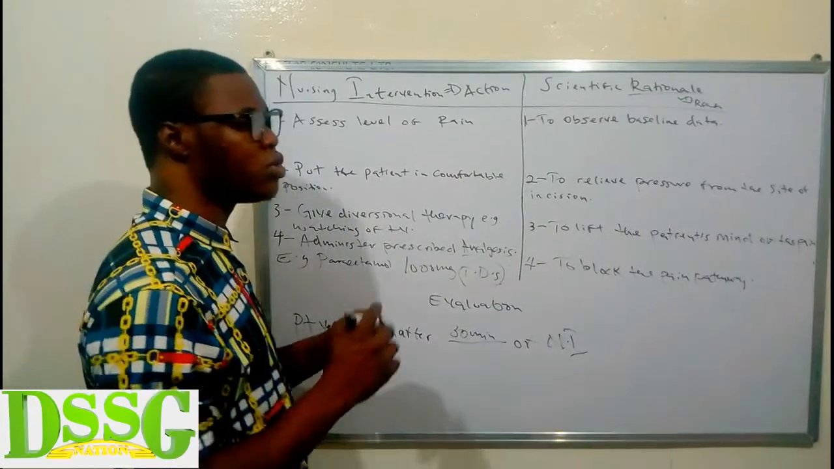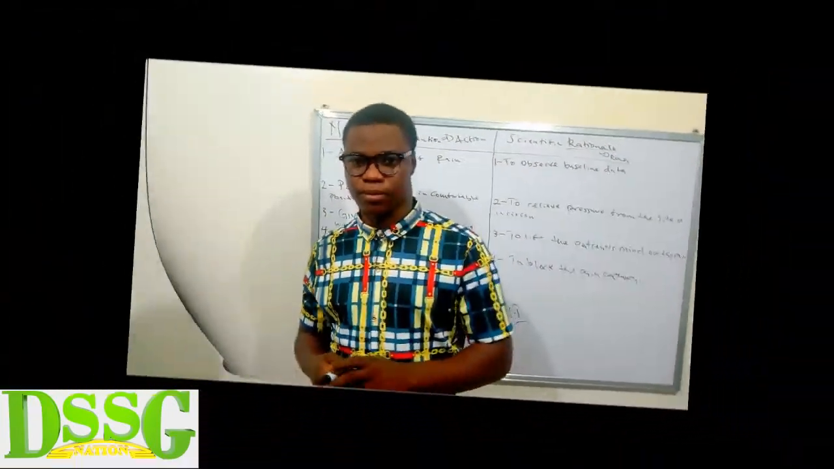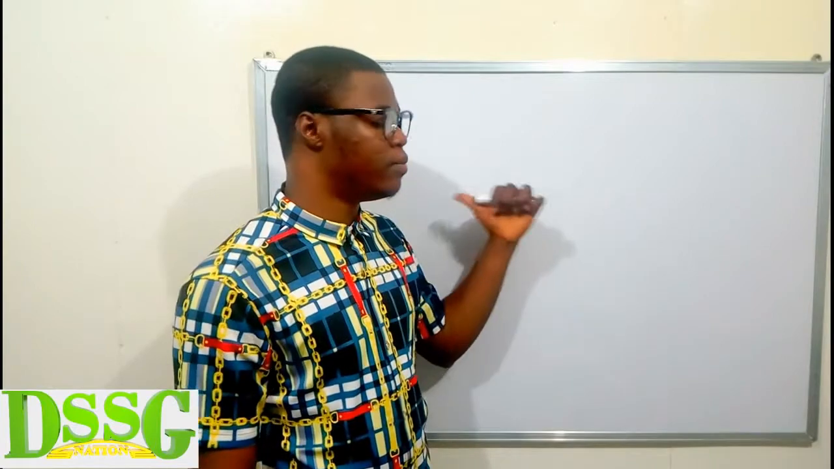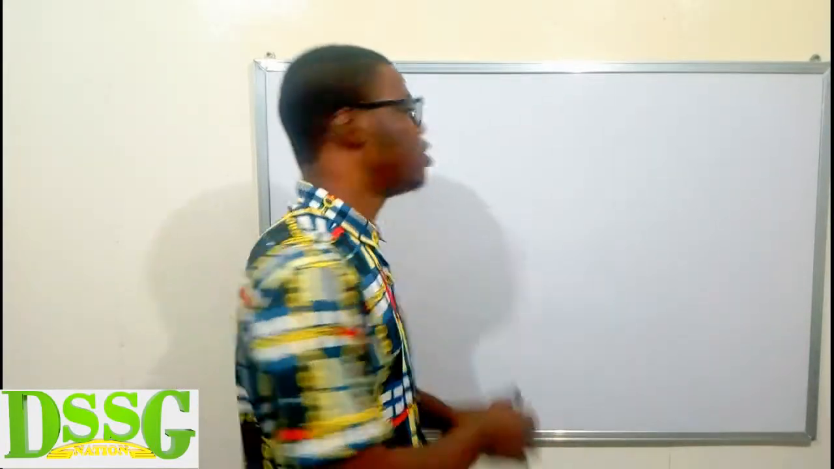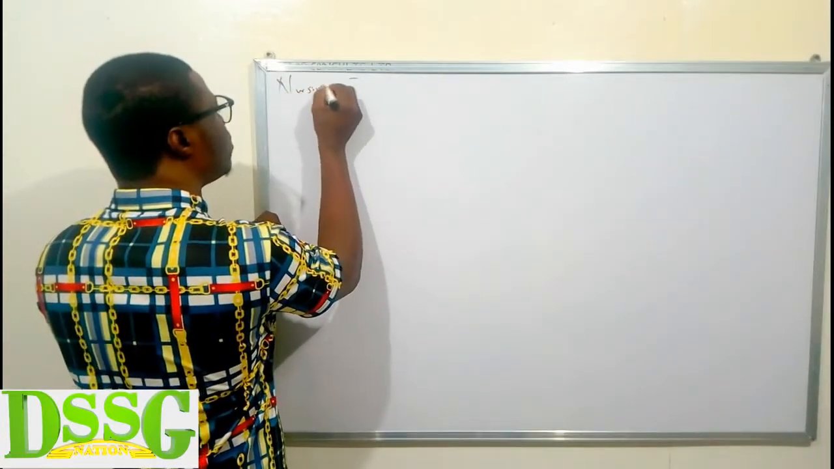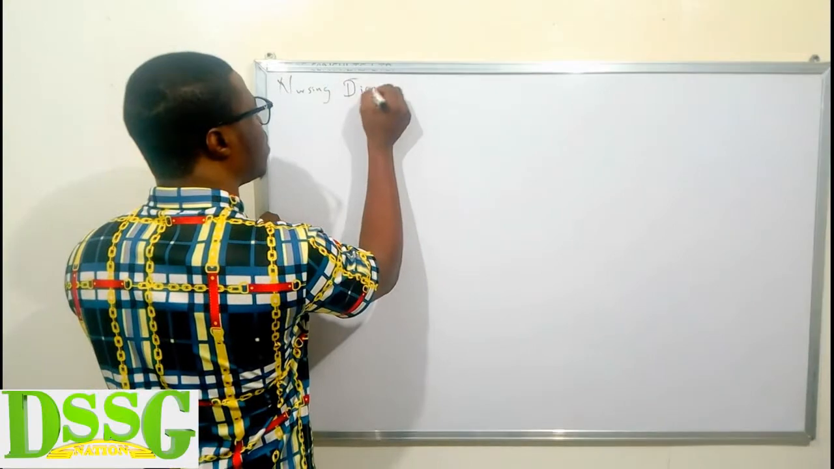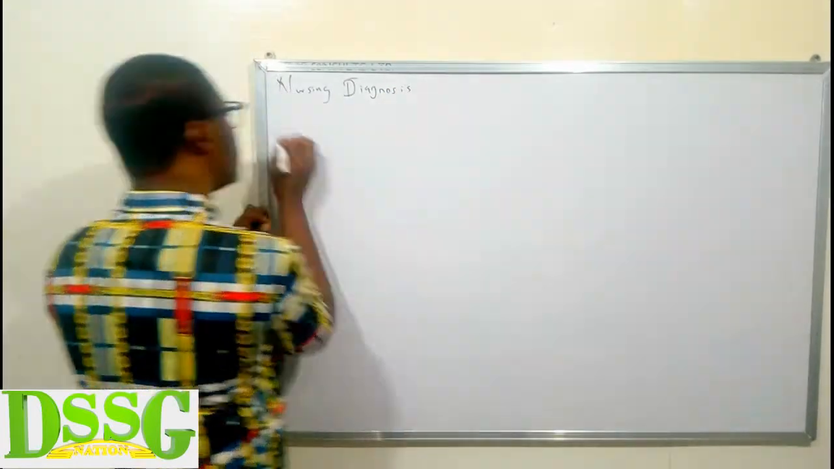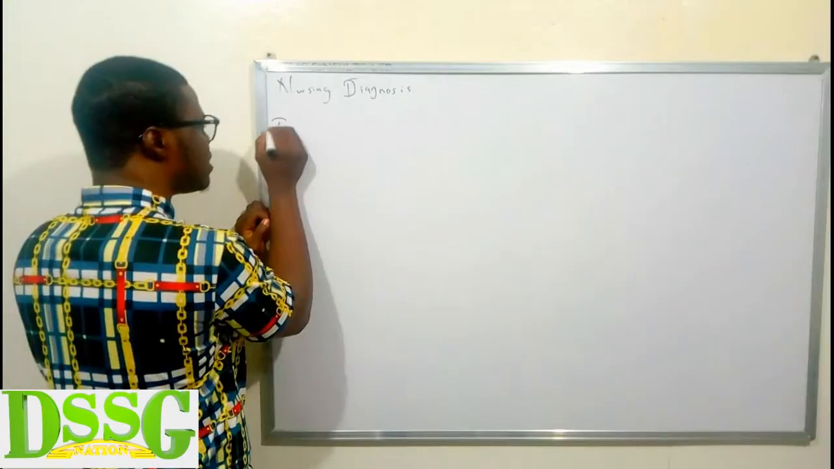So let's move to the second problem. Right now we are going to be talking about the nursing care plan for ineffective breathing pattern. We are going to use our NOC to solve it. Now we already know that the nursing diagnosis is what? Ineffective breathing pattern.